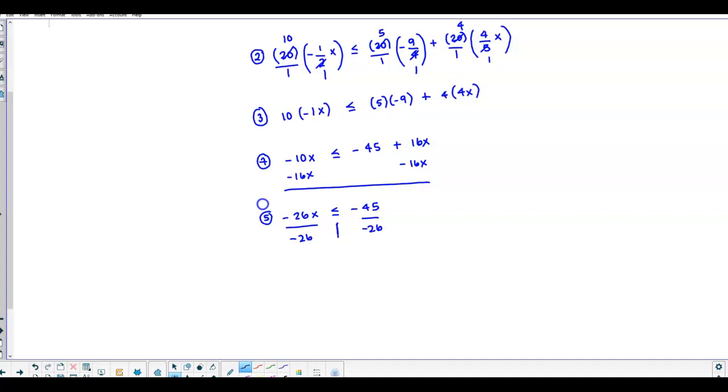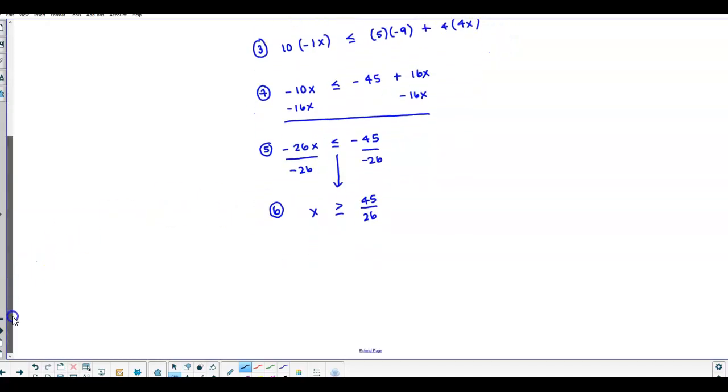And recall that if we divide or multiply both sides of an inequality by a negative, that means we need to flip the inequality. So x is going to be greater than or equal to positive 45/26. Again, the question is asking us to write this in interval notation.